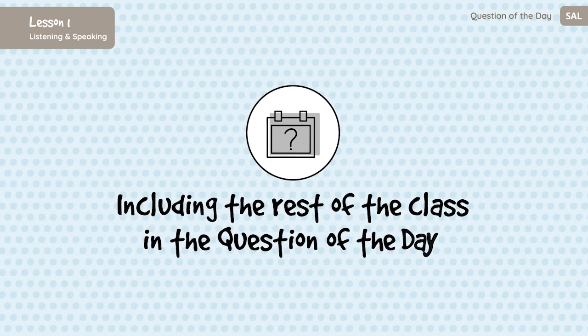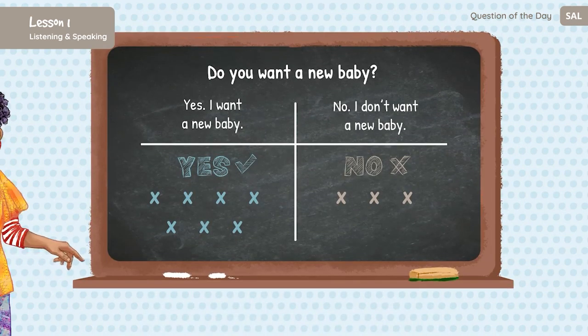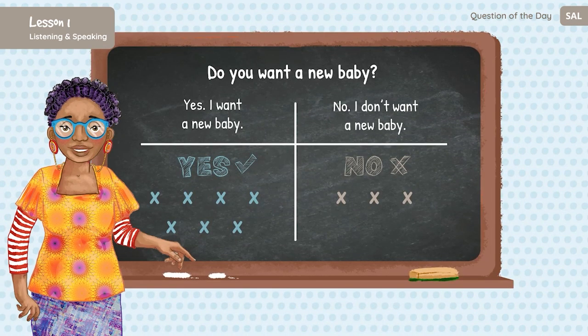Including the rest of the class in the question of the day. Together with the learners, count aloud the number of crosses in each column. Do this in the SAL. Learners will incidentally learn the numbers by listening to you count.